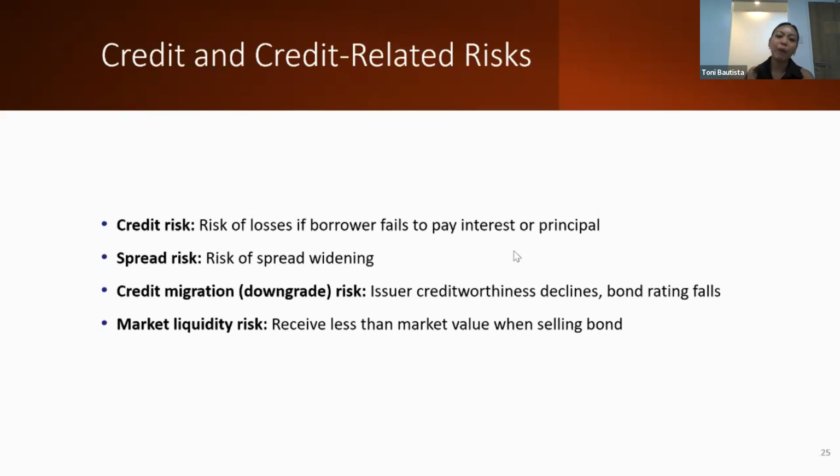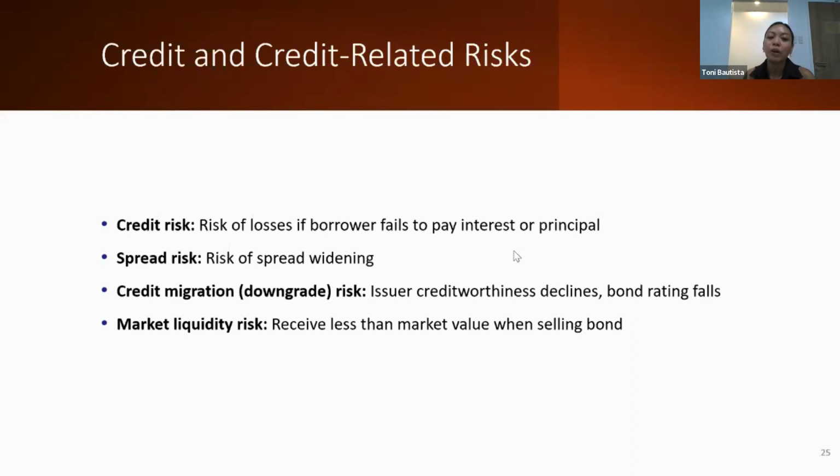Aside from that, we also look at credit downgrade risk, wherein the issuer's credit worthiness can decline, and thereby bond ratings would fall. We call it your downgrade. And this would affect the spreads on the issuer as well.